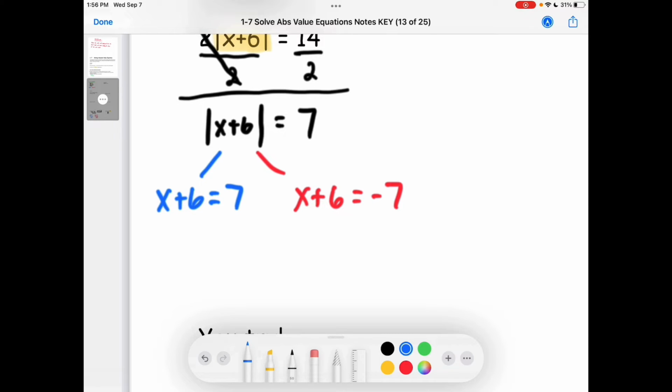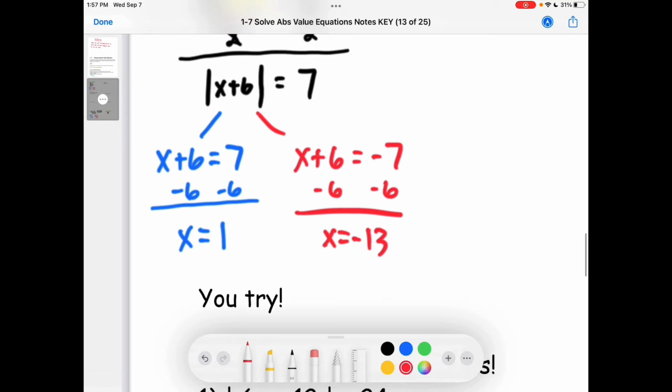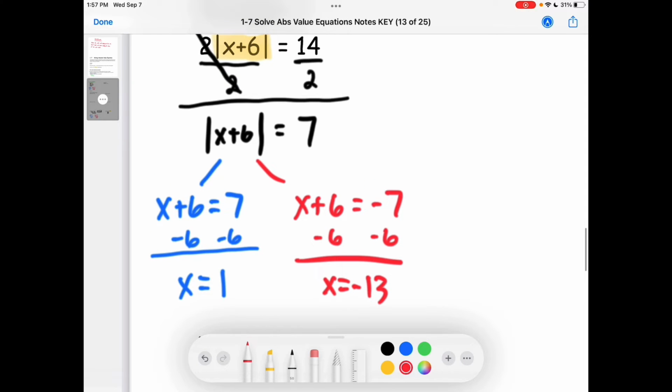And it turns out to be really simple to solve these things. We're just going to subtract 6. Remember your golden rule of algebra: what you do on one side of the equal sign, you have to do to the other. So x equals 1 for that equation. We subtract 6 on this one, we get x equals negative 13. What that means for us is that either of these two answers, x equals 1 or x equals negative 13, would be solutions to our original equation.